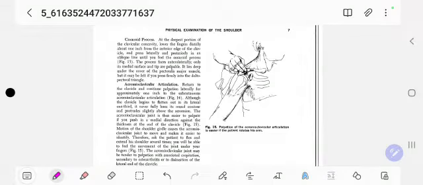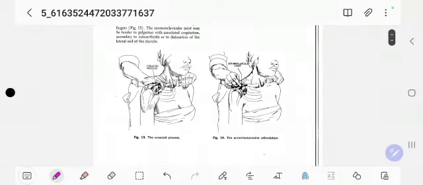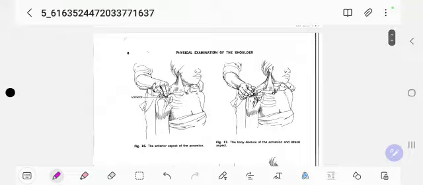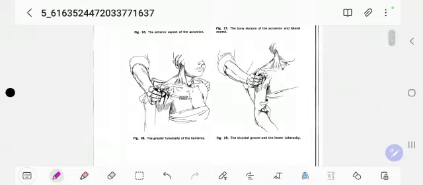Palpation of the acromioclavicular articulation is easier when the patient rotates. This is the way you palpate the coracoid process, and the way of palpating the acromioclavicular articulation. Palpate the anterior aspect of the acromion, the bony dorsum of the acromion and the lateral aspect. Palpate the greater tuberosity of the humerus, the bicipital groove and the lesser tuberosity by externally rotating the arm.